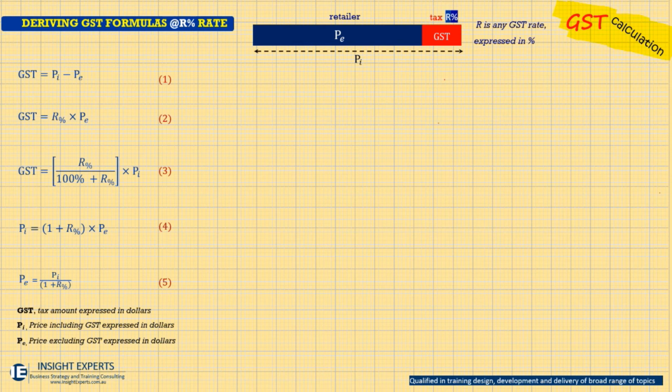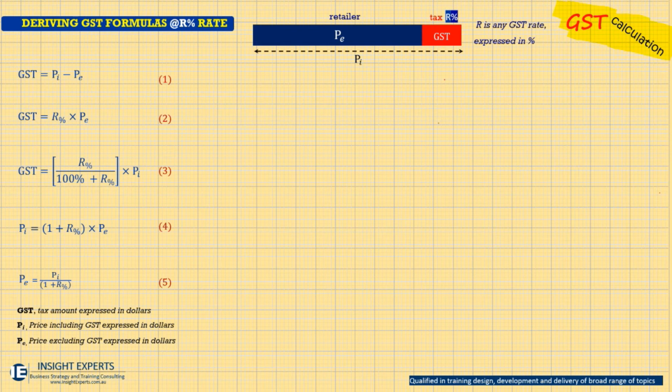So R is any GST rate and is expressed in percentages. Now, here is a list of the GST formulas applicable for any GST rate. Let's go through each, and remember that R is any GST rate and is expressed in percentages. Now, starting with formula number one, it is exactly the same, irrespective of the GST rate, whether it's 10%, 20%, or any other rate. GST formula number one is still valid.